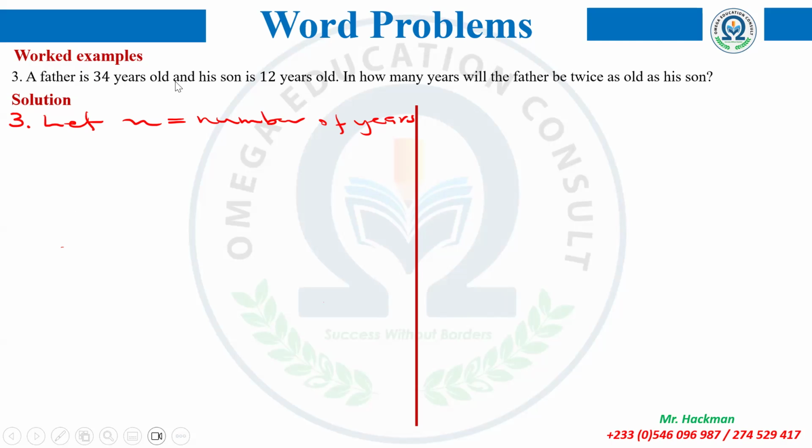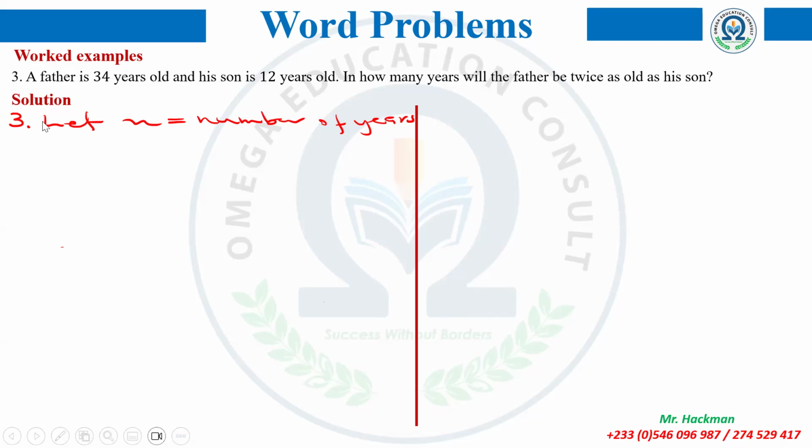Given, father's age, 12 years. Did I say 12 years? 34 years, son's age, 12 years. So we can do that. Is that not it? So let's extract it as such.